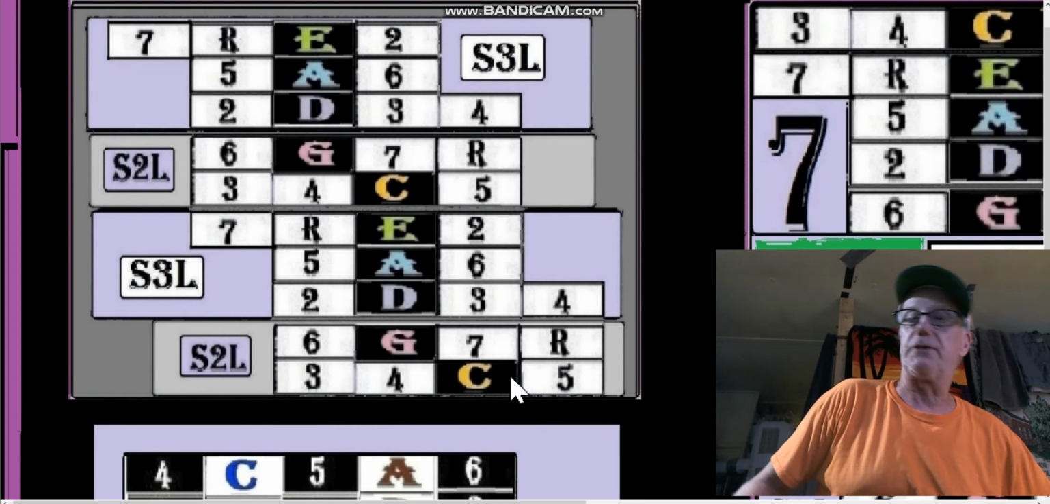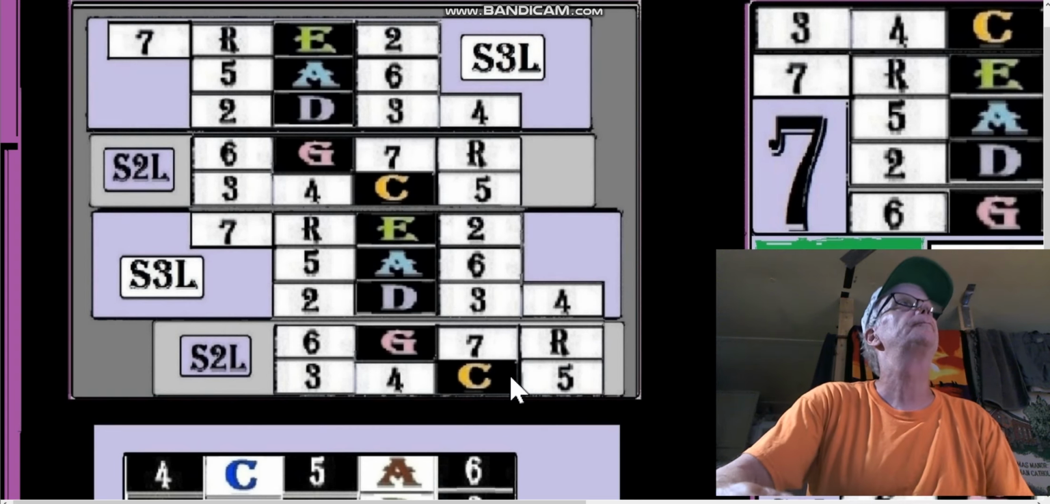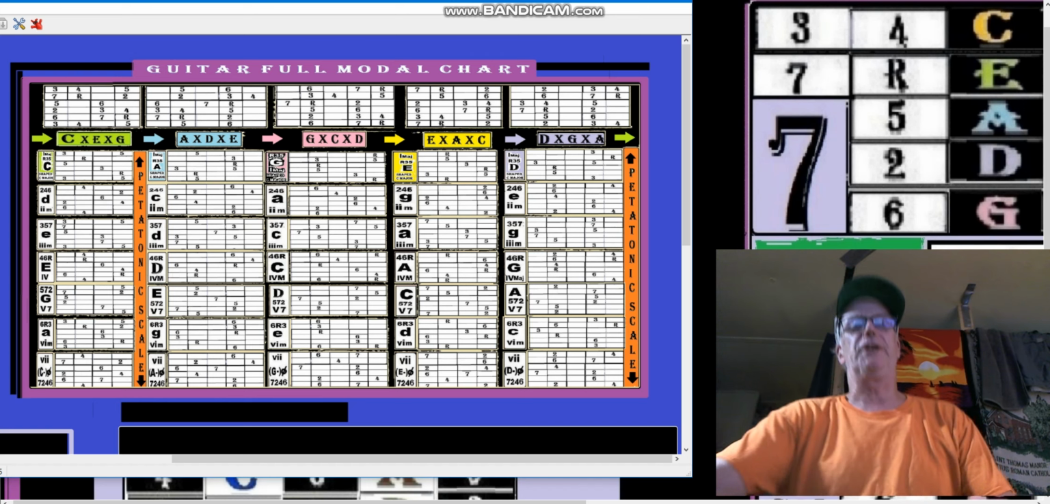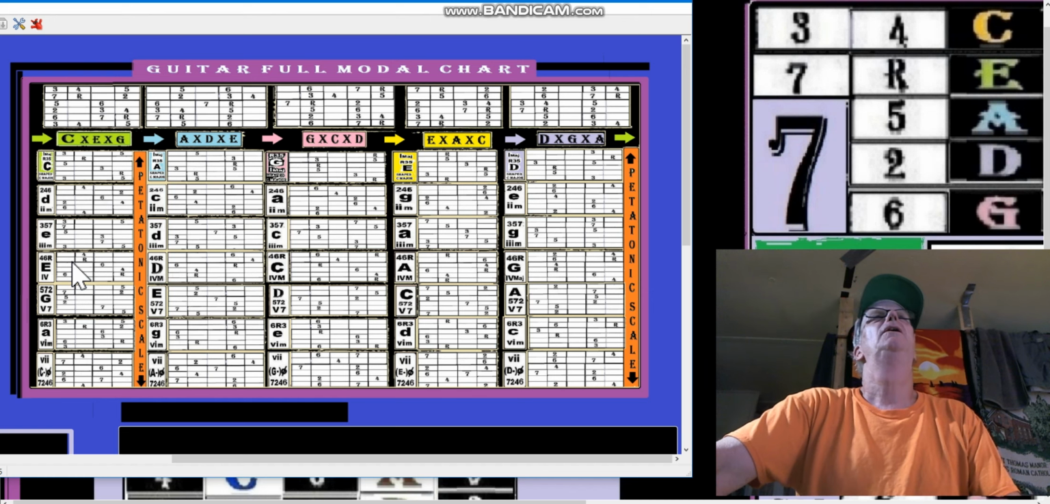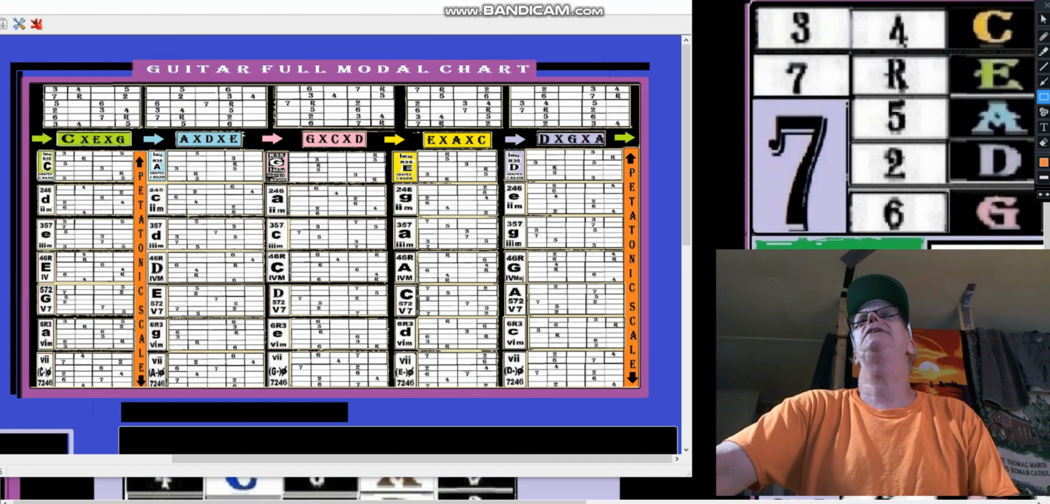Now, what are all those same shapes? I'll show you because I have a chart just for that. Okay, now let's look at this. Say we're playing that E shape. What happens when we play that E shape? We start with that E major, and we go from E major to the next E minor up.